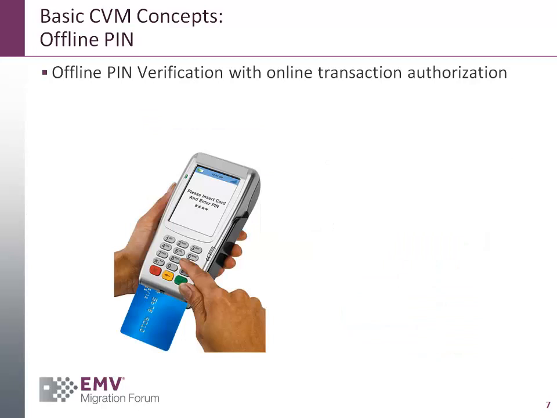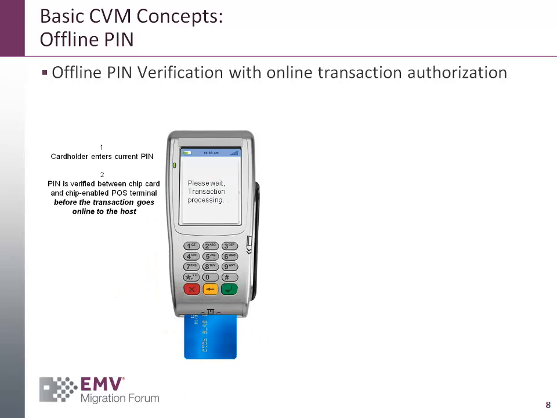With EMV, it is possible to have the PIN verified between the chip card and a chip-enabled POS terminal. This is known as offline PIN verification. The cardholder enters their PIN at the POS terminal. With offline PIN verification, the PIN is captured by the POS PIN pad and verified by the chip card before the transaction goes online to the host.